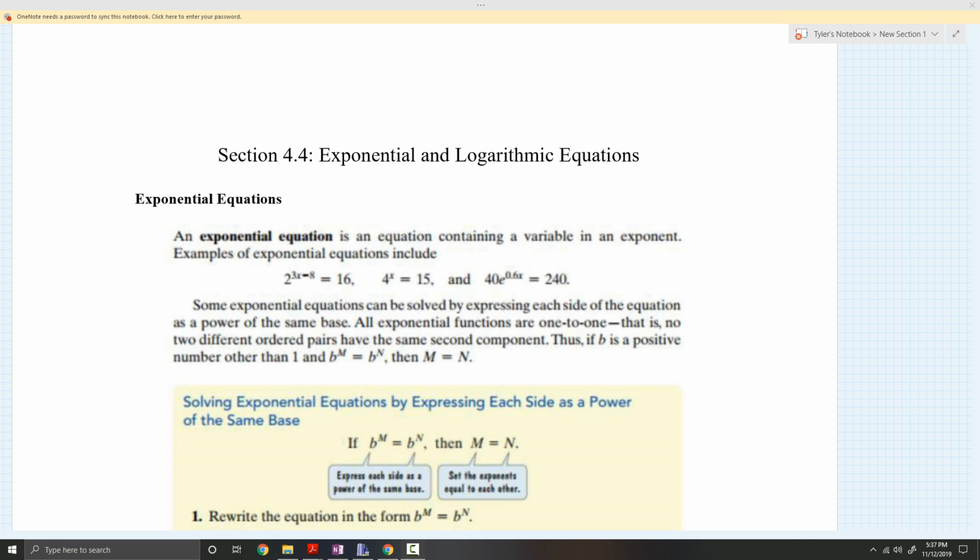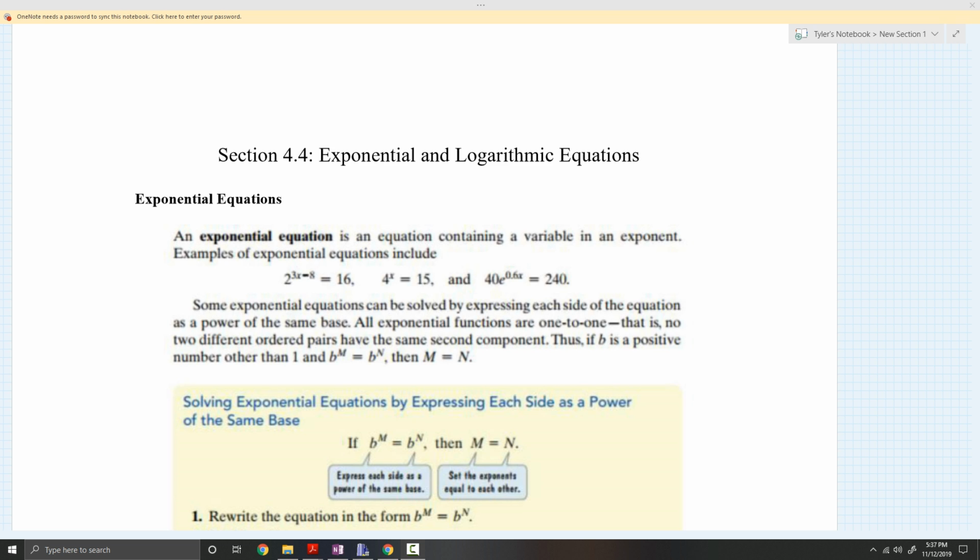Hi, so this video is going to cover section 4.4, exponential and logarithmic equations. So far we've looked at what a logarithm is. We looked at some different types of logarithms: logarithms with just a generic base b, logarithms with base 10, which we call the common logarithm, and the natural logarithm, ln, where the base is Euler's number, e, the natural number.